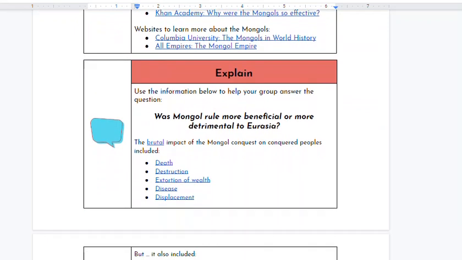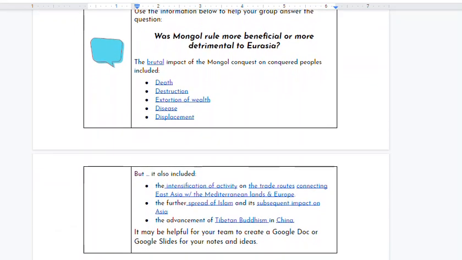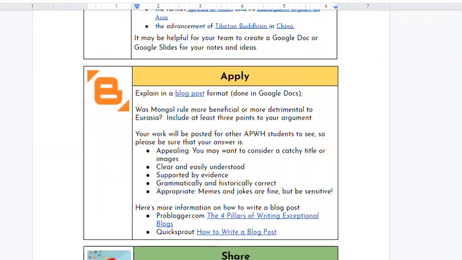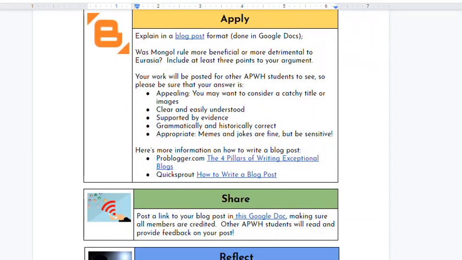Once students moved on from the Explore section, they worked together to create a Google Doc, a Padlet, a Google Slides, or some other collaborative way of gathering information so they could make their decision as to whether Mongol rule was beneficial or detrimental. When students had gathered enough information and come up with an argument, they explained in a blog post whether it was more detrimental or more beneficial to Eurasia. I gave them information about how to write a blog post and some examples, but kind of let them run loose just to see what they came up with.